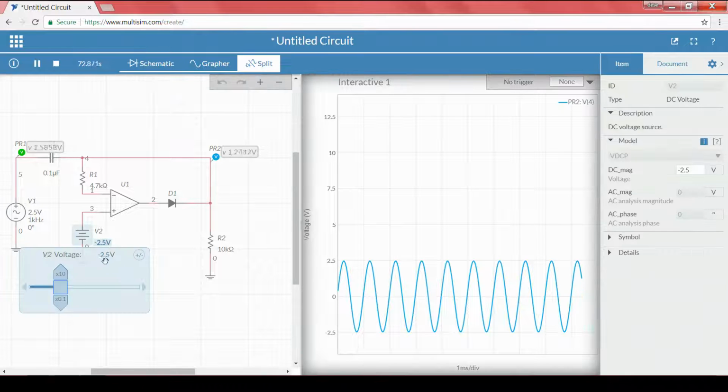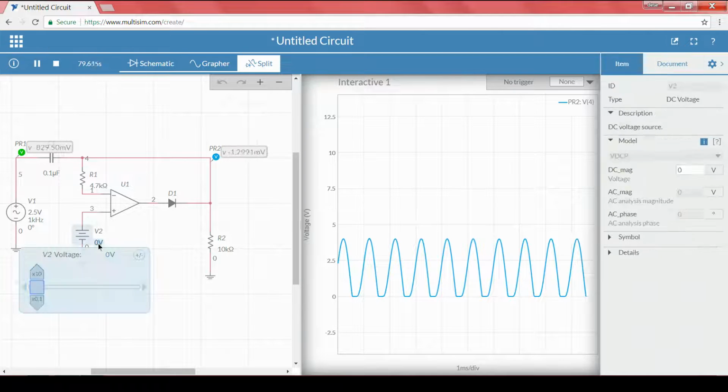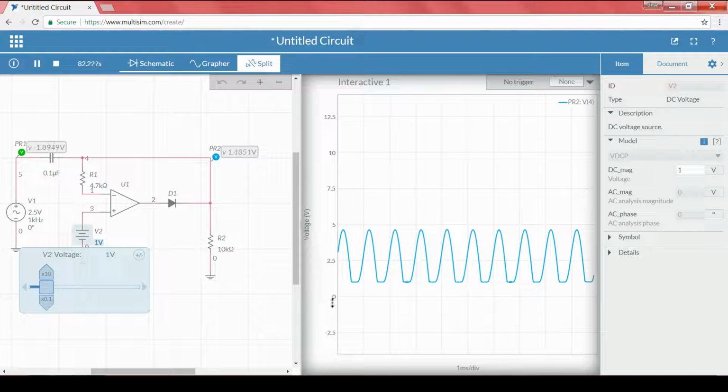Now if I slowly increase it, I will start with 0. Since it is 0, the complete signal is starting from 0. That means it is shifted by 2.5 volts, shifted to 0. Let me change it to 1 volt. Here we can see the starting point is 1 volt.